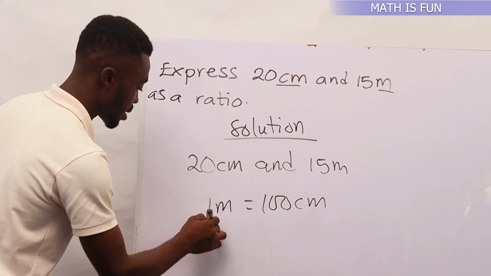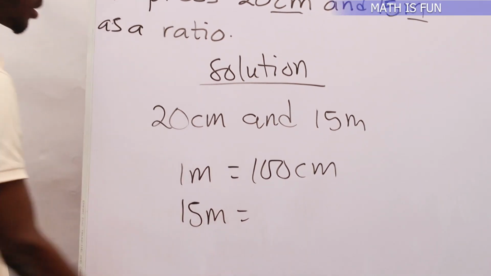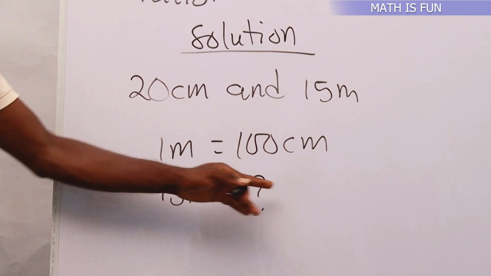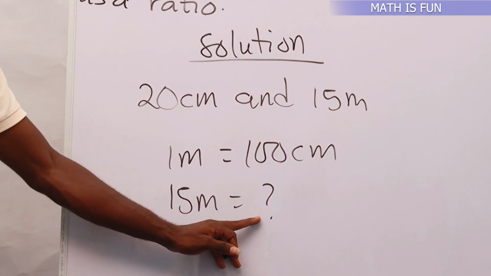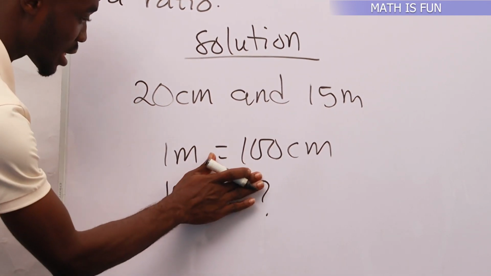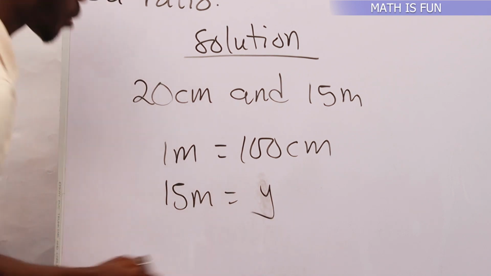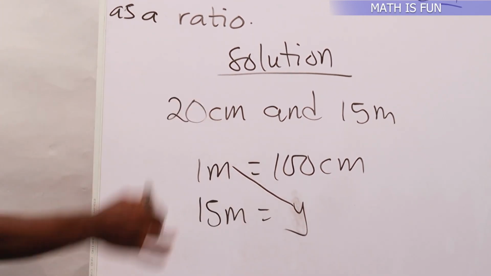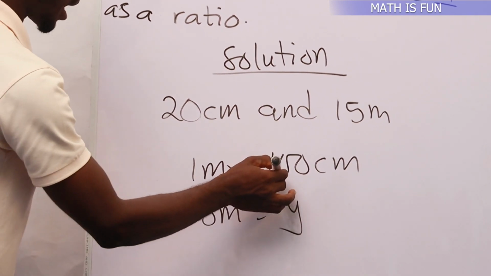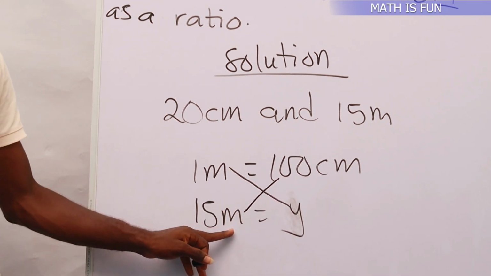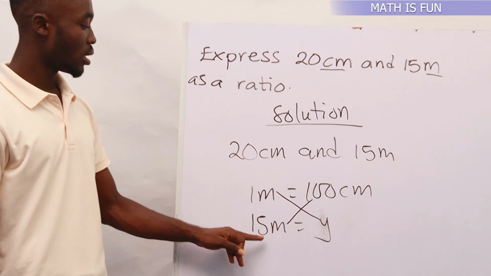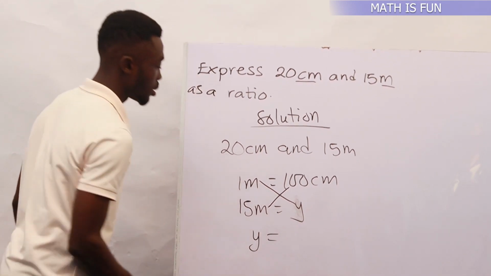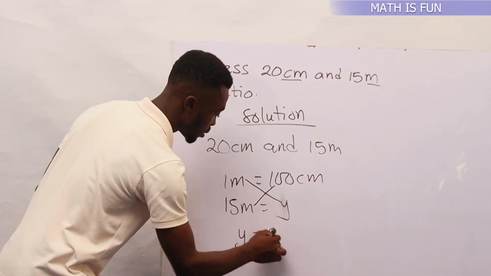And now we have 15 meters. So if we have 15 meters, then what are we going to get? If 1 meter is giving us 100 centimeters, and now we have 15 meters, what do we get then? We don't know. So let's change this question mark to any variable, y. So y will multiply 1, and 15 will multiply 100. We call this cross multiplication. So y times 1 will give us y, then 15 times 100.